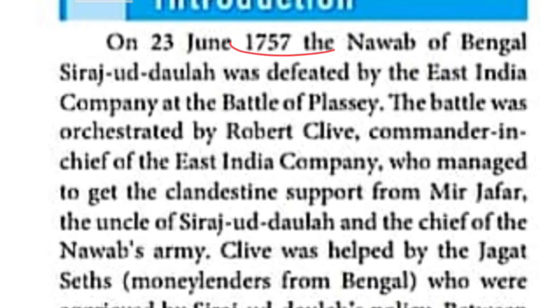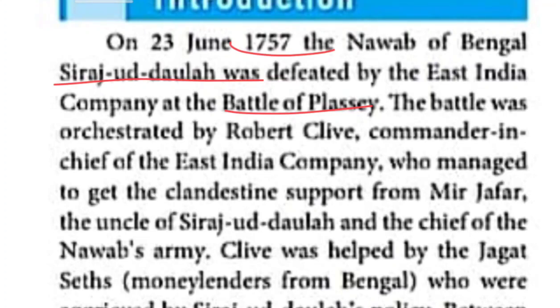The Battle of Plassey occurred. In the Battle of Plassey, who was defeated? The Nawab of Bengal, Siraj ud Daulah. This personality got a defeat at the hands of the English East India Company at the Battle of Plassey. The battle was orchestrated. What is meant by orchestrated? In the sense of planned. Planned by Robert Clive.